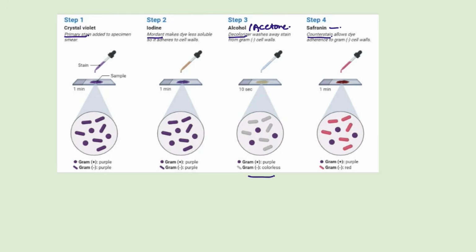And what is the first step we are going to use? Crystal violet. The second step is iodine. The third step is the alcohol or acetone. The fourth step is the safranin.